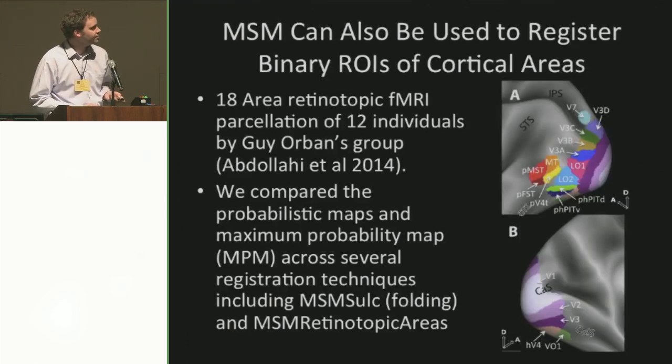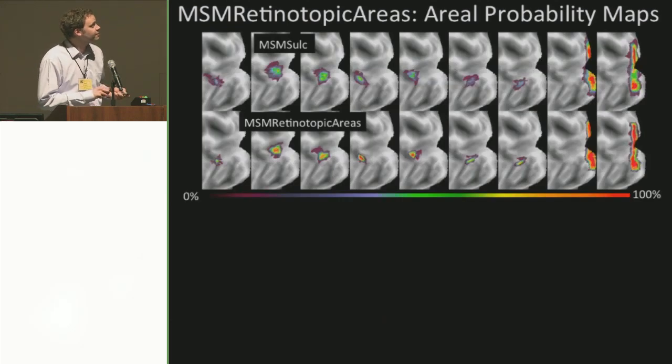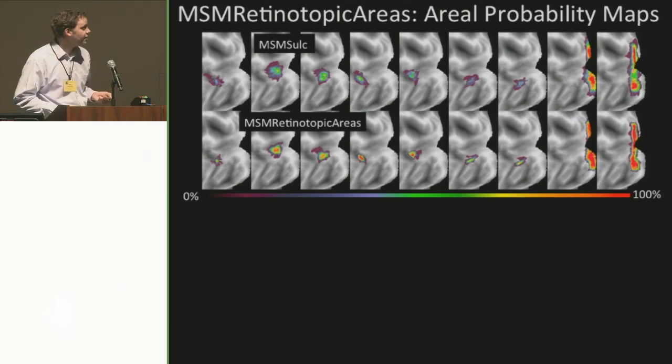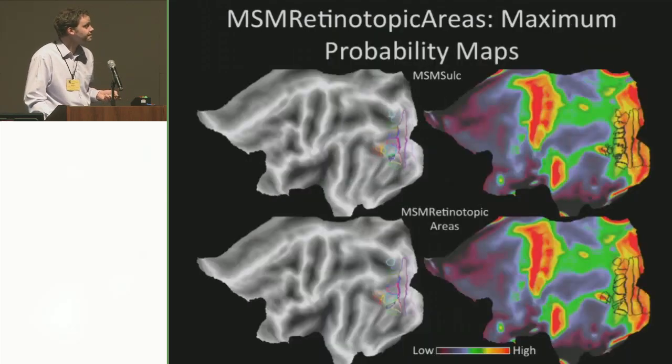And we're going to look at both the probabilistic maps and the maximum probability maps across the two techniques. So here are these retinotopic areas. So first, the probability maps. We've got folding-based alignment along the top and alignment driven based on the retinotopic areas along the bottom. And you'll see basically in every case we do better in terms of the overlap of the areas across subjects.